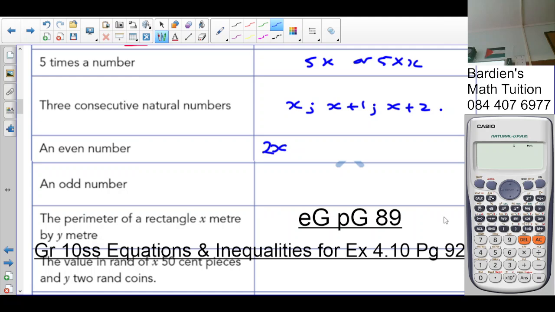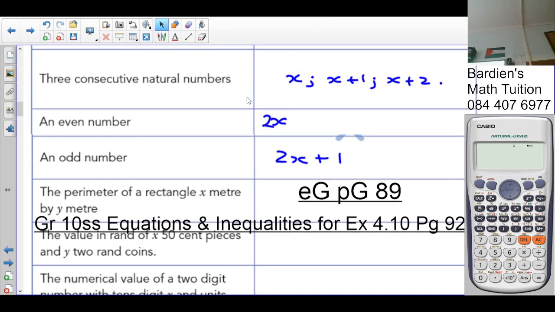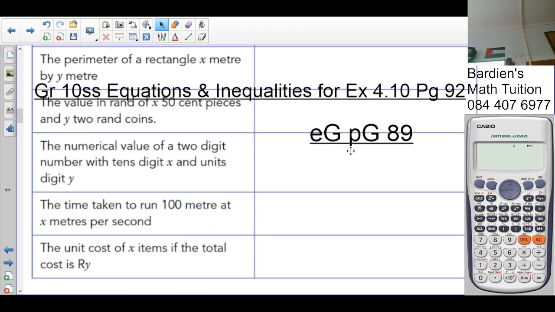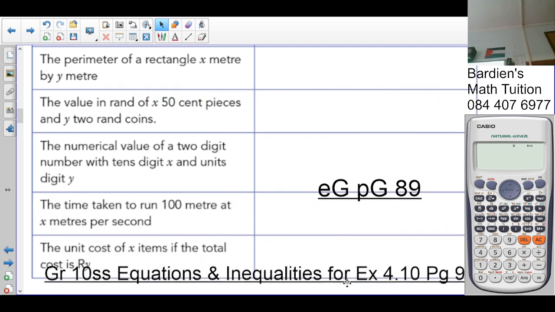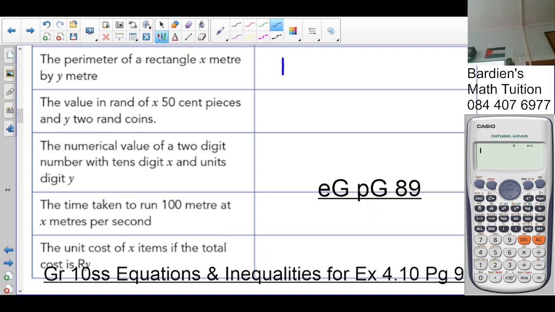Then this is an odd number. An odd number is one more than an even number, not so? So 2x plus 1 or 2x minus 1 are going to be the same. You guys understand? The next one, the perimeter. Here we are told that the perimeter of a rectangle is x meters by y meters. So you've got the rectangle.